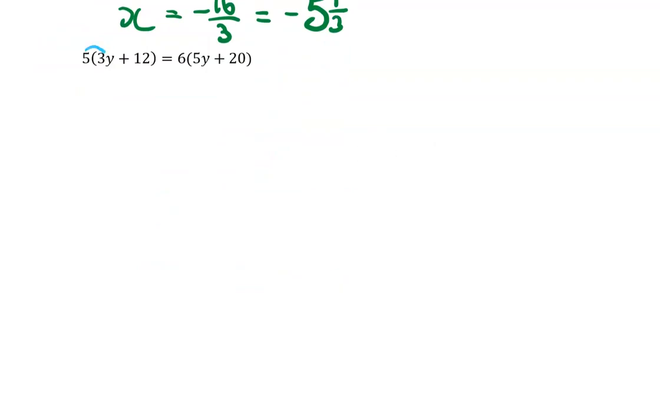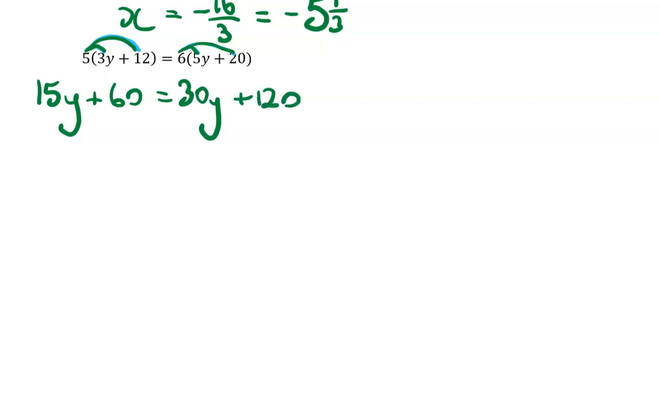Let's start off by expanding our brackets so that we get rid of them. Okay, so 5 times 3y is 15y. 5 times a positive 12 is a positive 60. And that is equal to 6 times 5y is 30y. And 6 times 20 is 120.